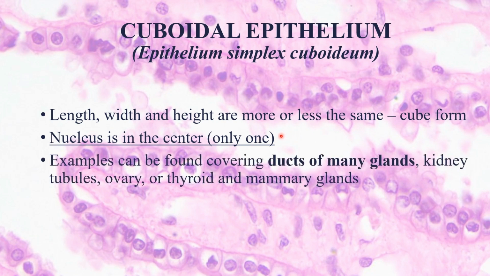This epithelium can be found in ducts of many glands, also in kidney tubules, ovary, and mammary glands. But like I said before, it's mostly in the ducts and not in the working part of the gland because we have a special epithelium for that.